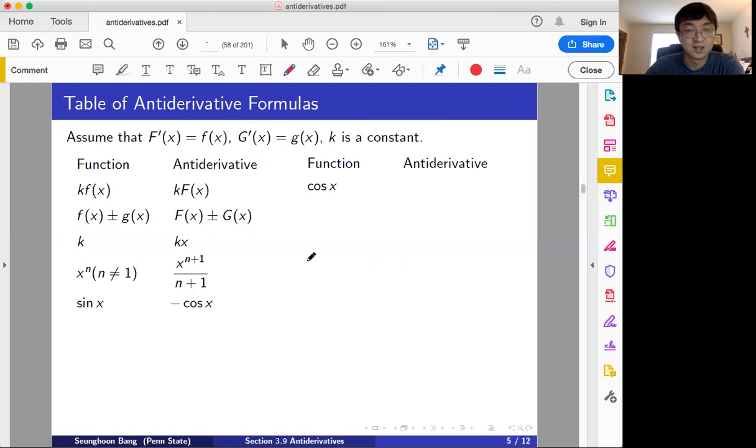The next one is cosine of x. What is the antiderivative of cosine of x? The same idea: which function prime is cosine of x?